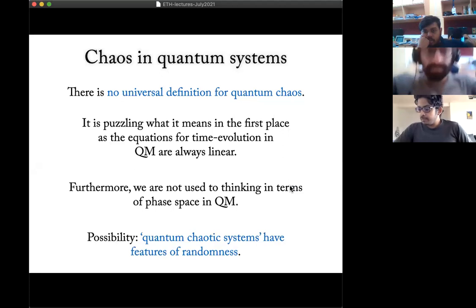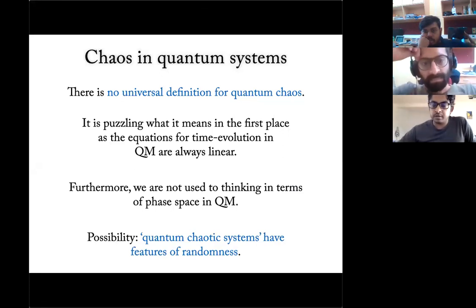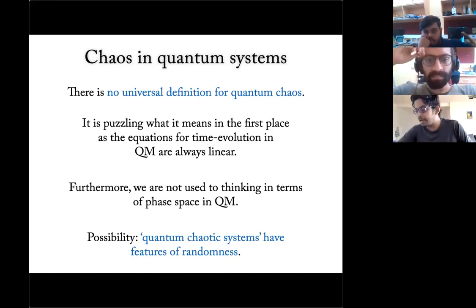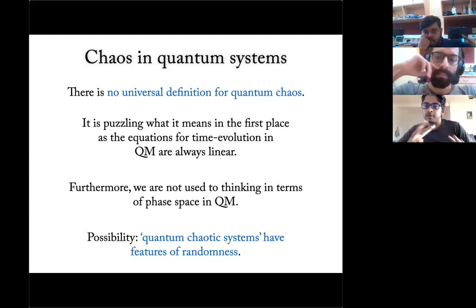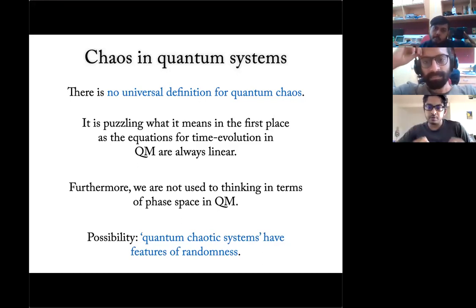So there is no universal definition of quantum chaos. As was discussed a bit in Survi's lecture, as well as on Slack, one can define quantum chaos in several ways. And there is no universally accepted definition of what quantum chaos actually is. So one has to pick a particular path and proceed along that path. And in these lectures, I'll try to do that. It is puzzling what is actually meant by quantum chaos.